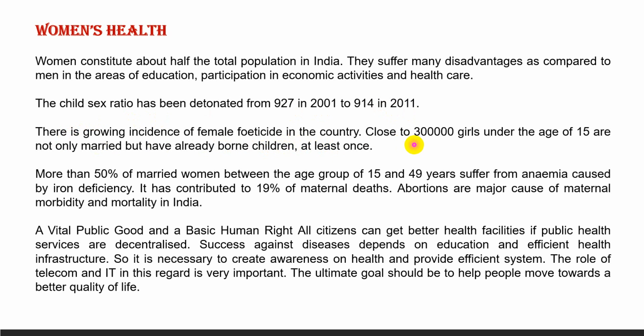Close to 3 lakh girls under the age of 15 are not only married but have already born children at least once. More than 50% of married women between the age group of 15 and 49 years suffer from anemia caused by iron deficiency. It has contributed to 19% of maternal deaths. Abortions are major cause of maternal morbidity and mortality in India.